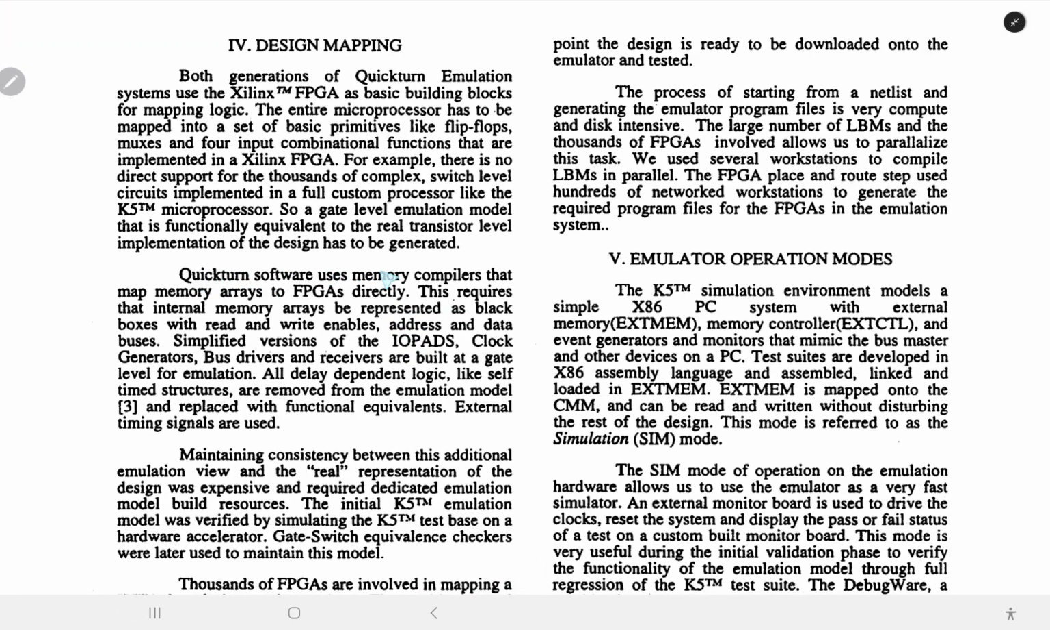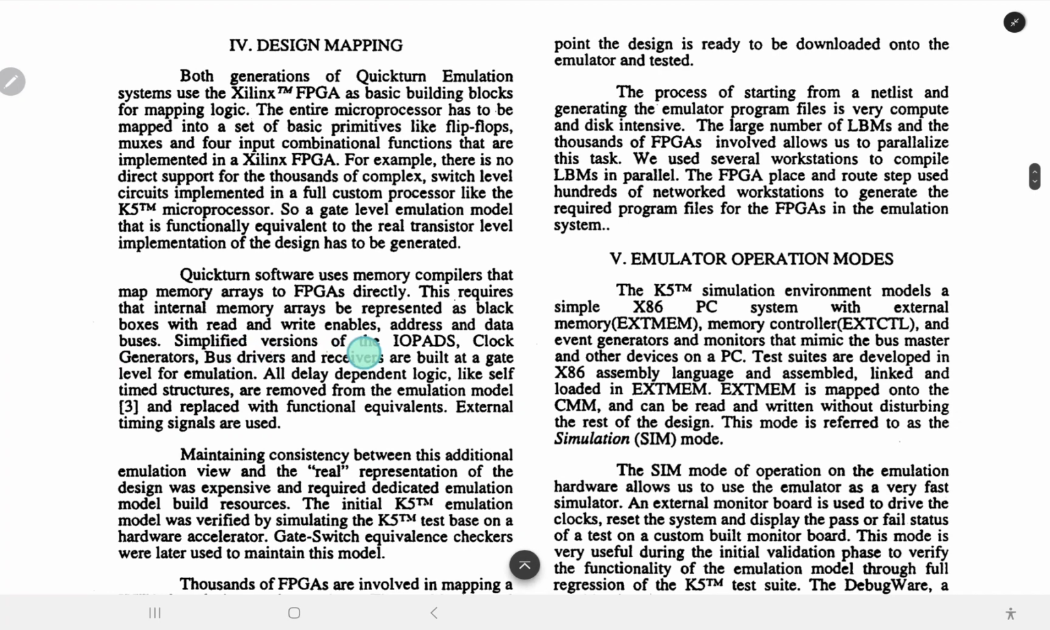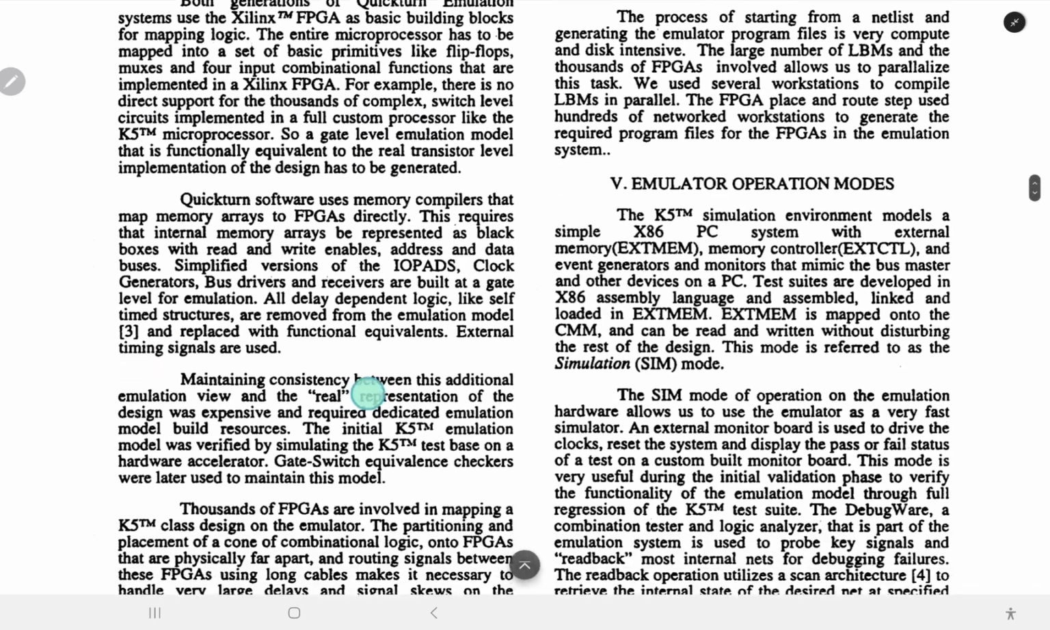Quickturn software uses many compilers that map memory arrays to FPGA directory. This requires that internal memory arrays be presented as black boxes with read and write enablers, address and data buses, simplified versions of the I/O pads, clock generators, bus drivers, and receivers, built again, level 4 emulation. All delay-dependent logic, like self-timed structures, is removed from the emulation model and replaced with a functional equivalent. External timing signals are used.